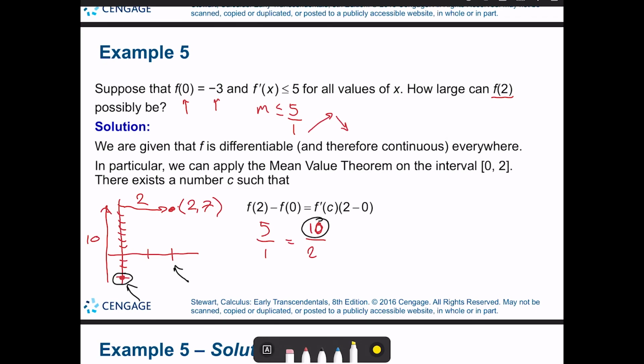I'm looking at the question again. How large can f of 2 possibly be? Well, if I'm going to keep my slope less than 5, I would say my y value can't be any larger than 7. If it were, my point would be up here, and the slope between these 2 points would be greater than 5. I'm trying to avoid that, so I'm going to max my y value at 7.